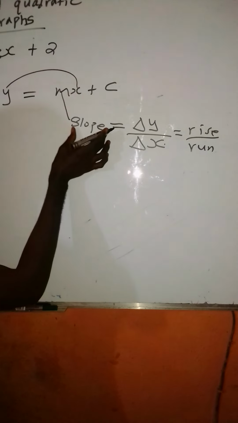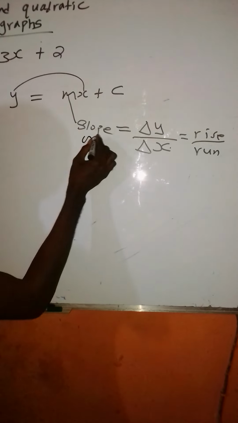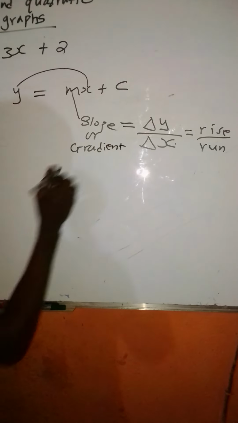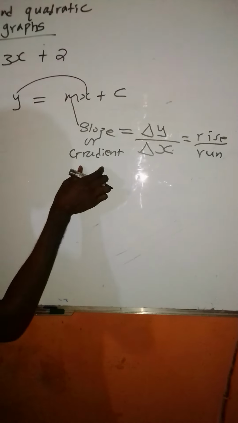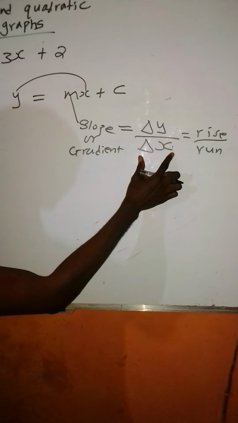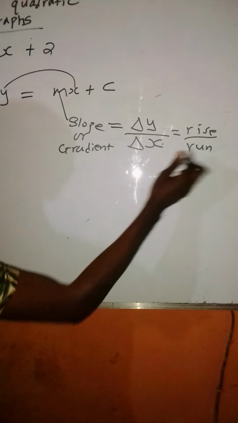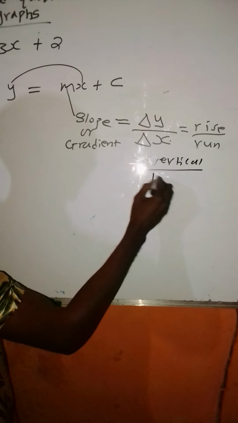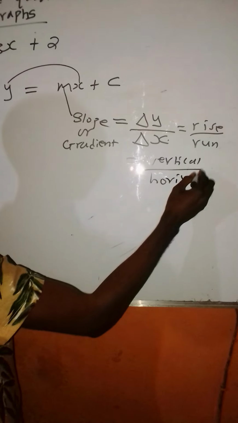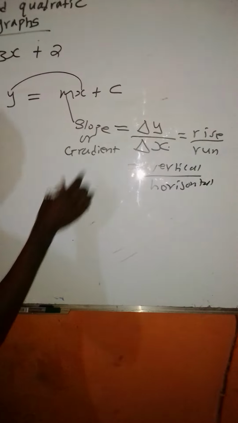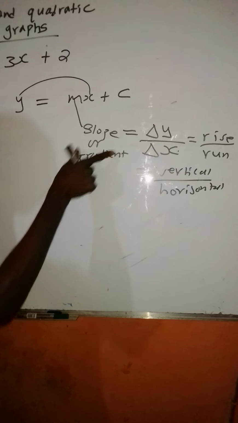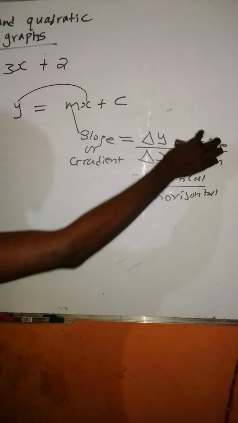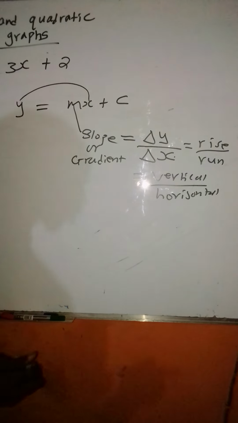But this slope you can as well call the gradient. The gradient or slope there is the same thing. They refer to the same thing. So slope or gradient is change in y all over change in x, or we can say rise all over run, or we can as well say vertical all over horizontal. So this is how we can find the gradient or the slope. So this m here is representing the slope or the gradient, which is change in y all over change in x, or rise all over run, or vertical all over horizontal.